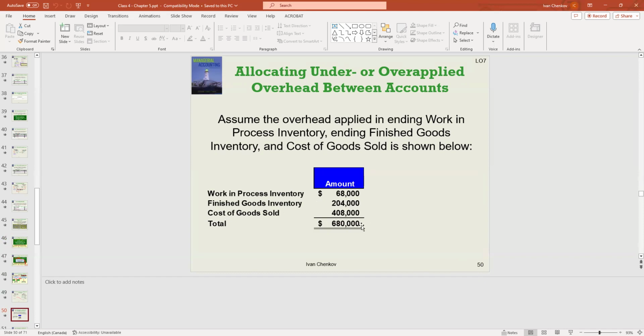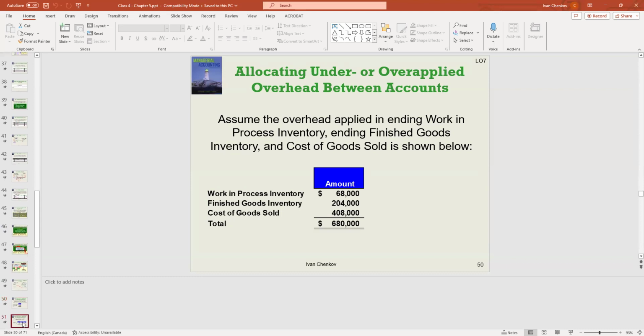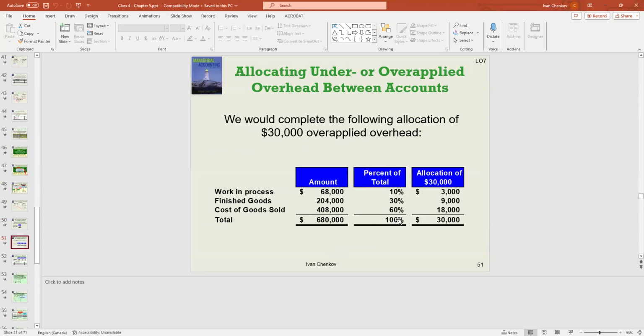So what are we going to do? We're going to assign the percentage. Total is 100%. Work in process will be 10%. Finished goods most likely will be 30%. And 10 plus 30 is 40, so the cost of goods sold will be the other 60. We're going to assign the percentages: 10% to work in process, 30% to finished goods, 60% to cost of goods sold. Now the question is, how much was over applied?